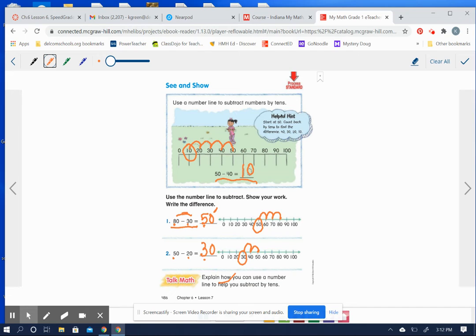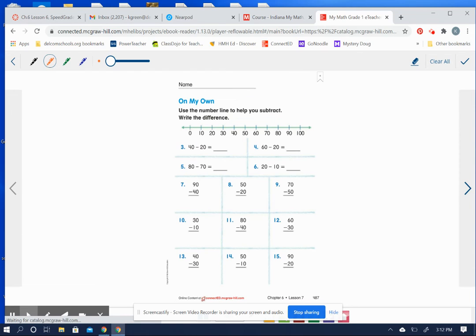All right, and it says here, explain how you can use a number line to help you subtract by tens. Well, subtracting, keyword here, means that you have to go backwards on the number line. If you were going to add, you would go forward on a number line. You go to the right to add, and you go to the left to subtract. That's what I want you to remember there.